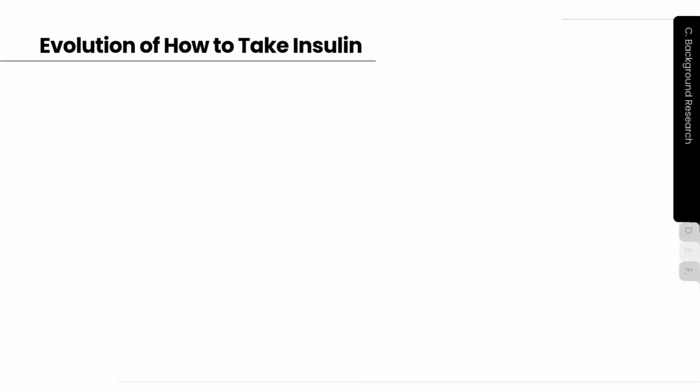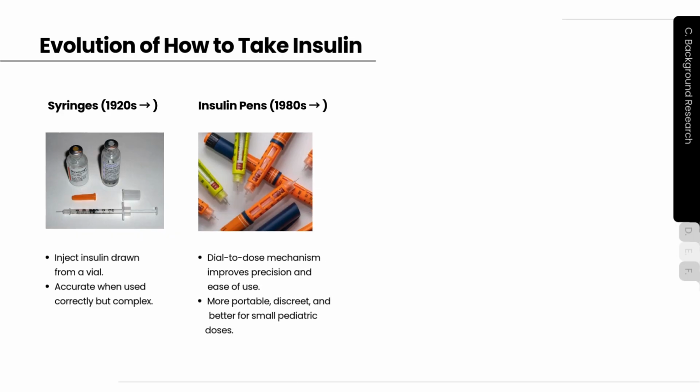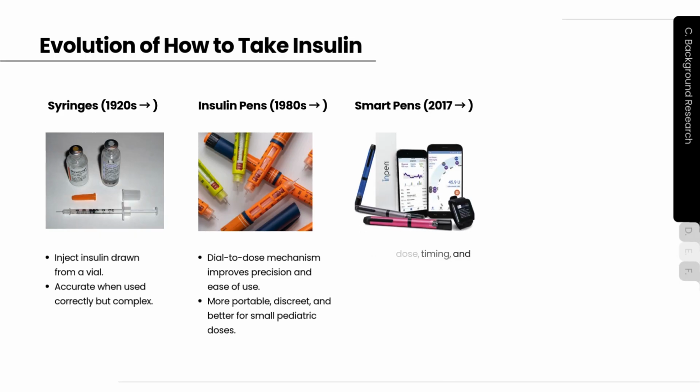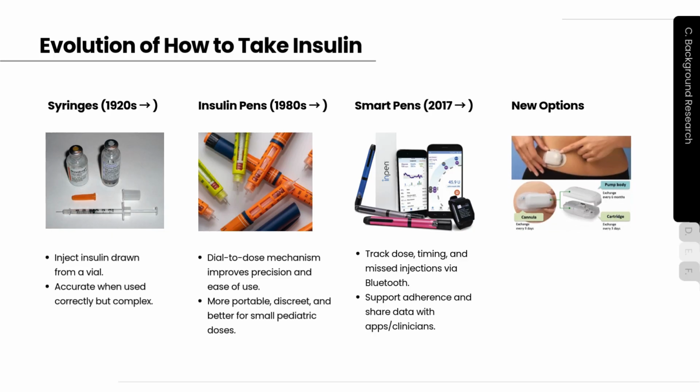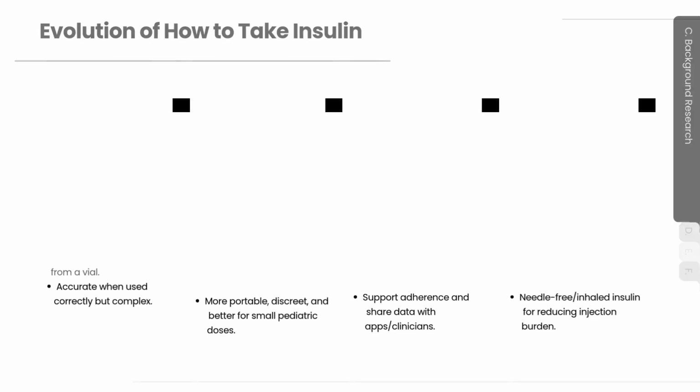Over time, insulin delivery has evolved to better support daily use. Early syringes, introduced in the 1920s, required drawing insulin from a vial and were accurate but complex to use. In the 1980s, insulin pens simplified this process with a dial-to-dose mechanism, improving precision, portability, and ease of use, especially for children. More recently, smart pens add digital tracking of dose and timing to support adherence. New options, such as insulin pumps and needle-free delivery, aim to further reduce injection burden.